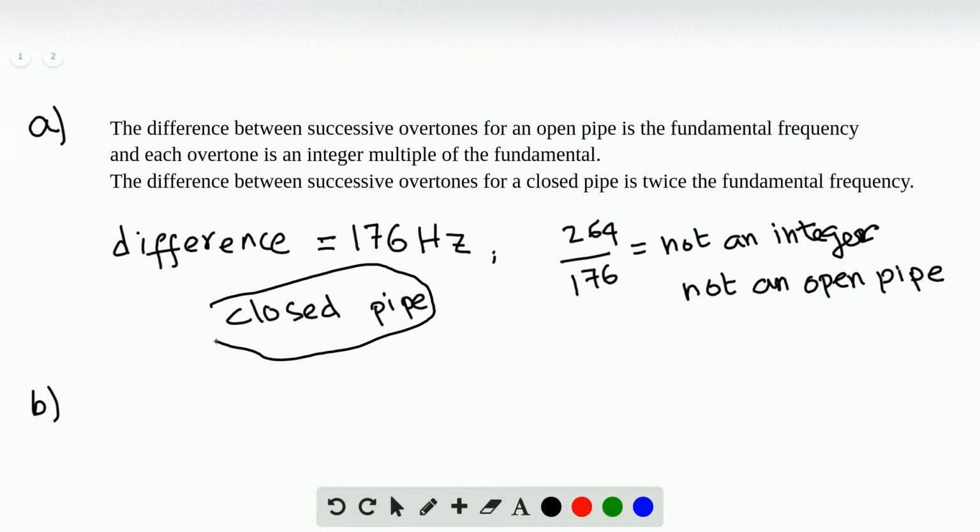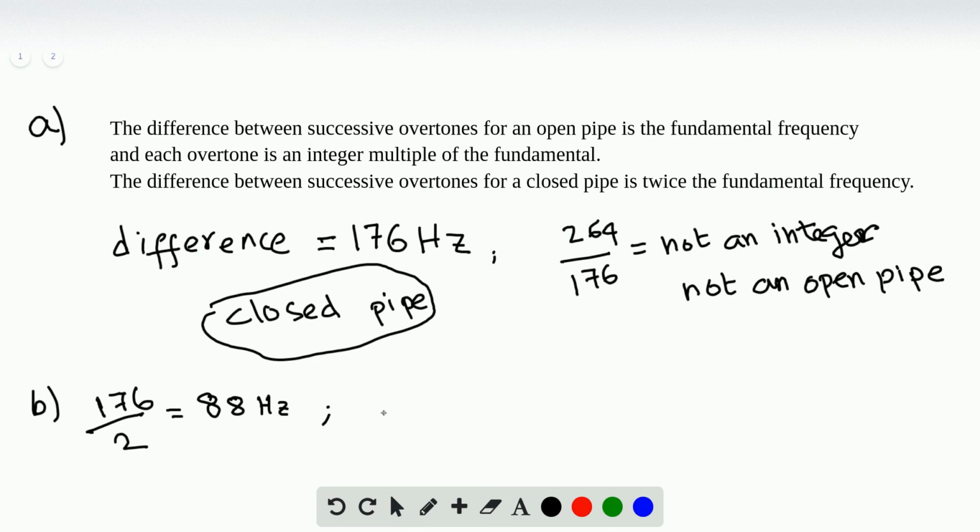And so if we look at this line over here, it says the difference between successive overtones for a closed pipe is twice the fundamental frequency. So if we are claiming this is a closed pipe, we can verify whether what we're claiming is true or not. If it's twice the fundamental frequency, that means our fundamental frequency will be half of the difference. So if we divide that by 2, we get 88 hertz, and so this should be the fundamental frequency.